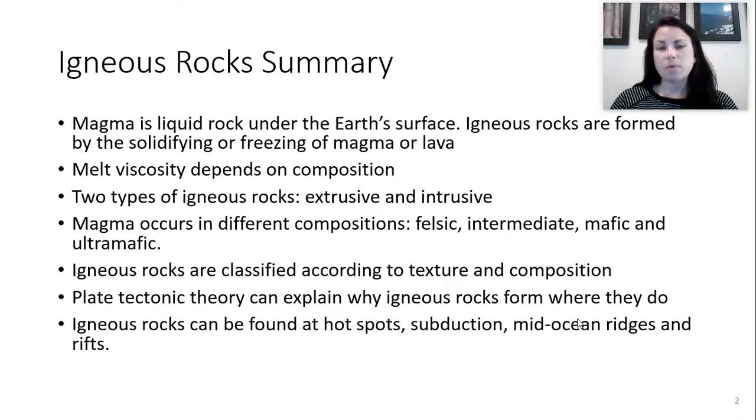We talked about what those words are. Those are felsic, intermediate, mafic, and ultramafic. And these are basically identifiers of the mineral composition of the rock. Igneous rocks are classified according to their texture and composition. Plate tectonics can explain why igneous rocks form where they do. And igneous rocks can be found at hotspots, subduction zones, mid-ocean ridges, and rifts.